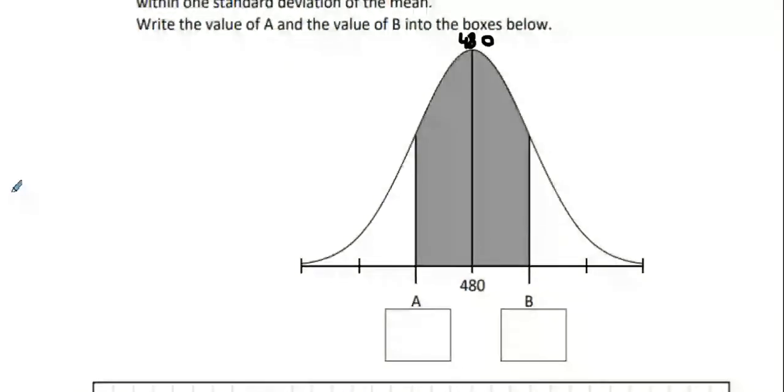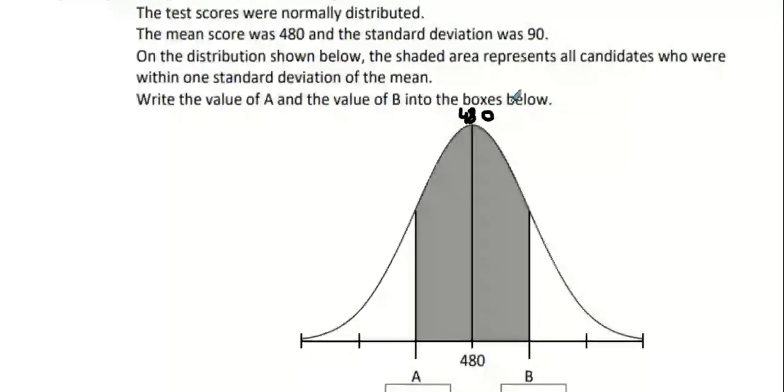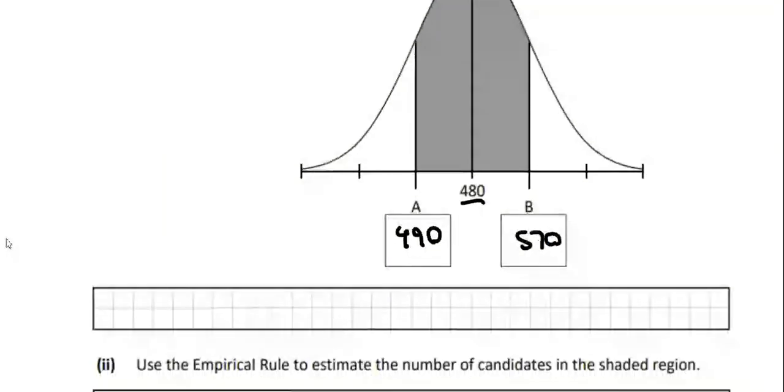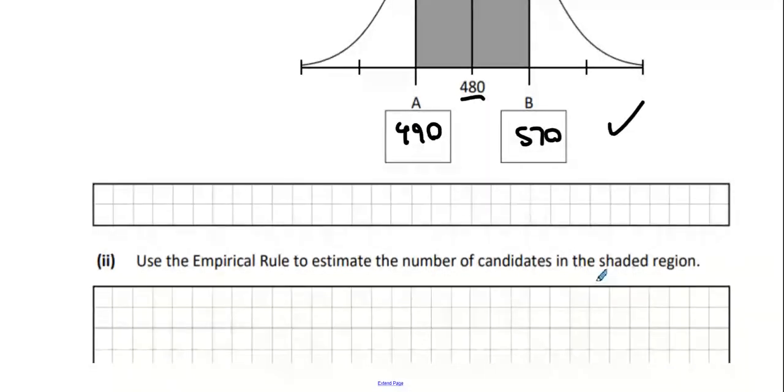On the distribution below, the shaded area represents who are one standard deviation above and below. So one standard deviation above and below is add on 90. So 480 plus 90 is 570. 480 take away 90 is 390. So we found the value of A and value of B. Use the empirical rule to estimate the number of candidates in the shaded region.